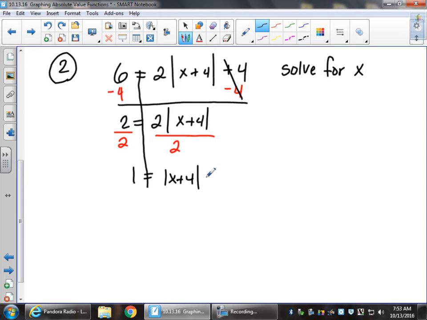Can someone tell me what I should do from here? Yes. So as soon as you have isolated whatever's inside the bars, this is when we break it up to be our 2 different equations. So I have x plus 4 equals a positive 1, and x plus 4 equals negative 1.